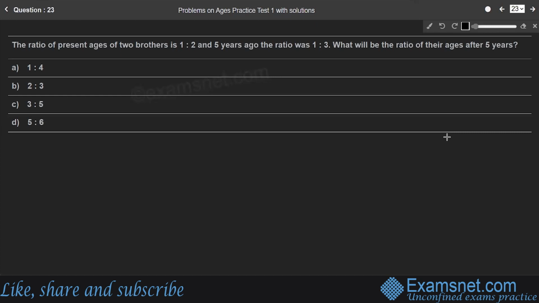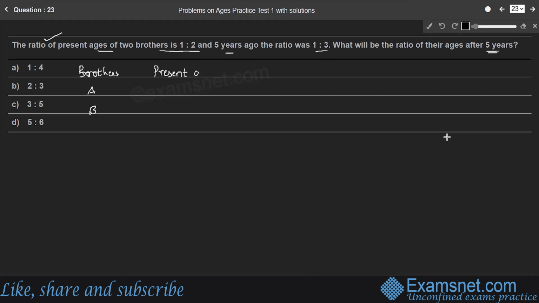Question 23. The ratio of present ages of two brothers is 1:2, and 5 years ago the ratio was 1:3. What will be the ratio of their ages after 5 years? So students, we will consider their present ages. We'll consider A and B as two brothers, and their present age.